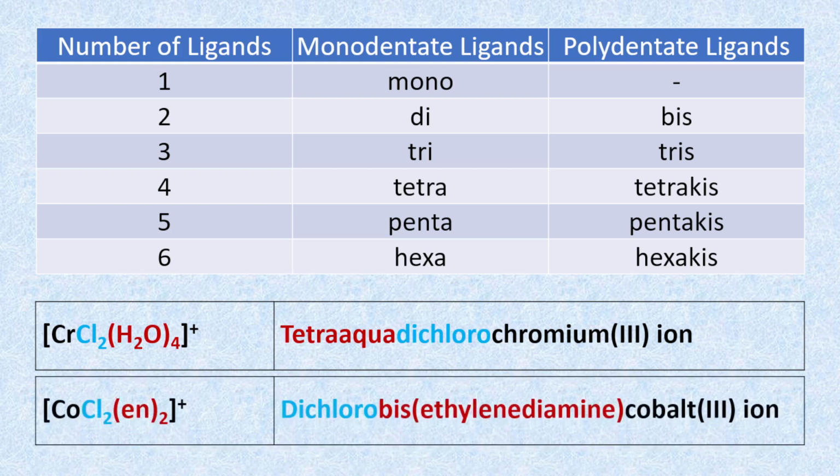In the complex of cobalt, we have ethylenediamine, which is a polydentate ligand that itself contains a prefix, so we use the prefix bis: bis(ethylenediamine).